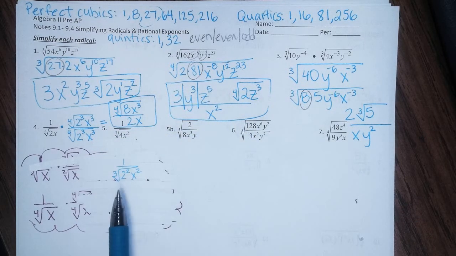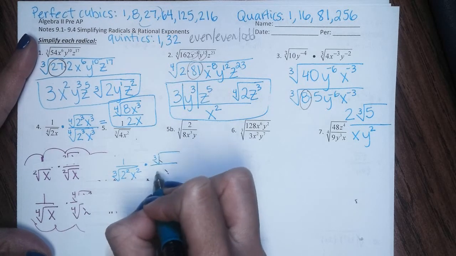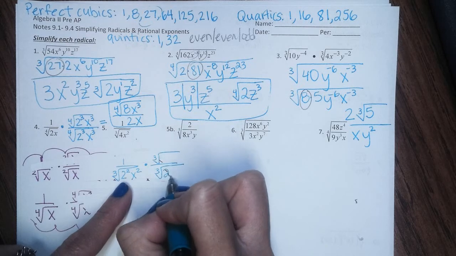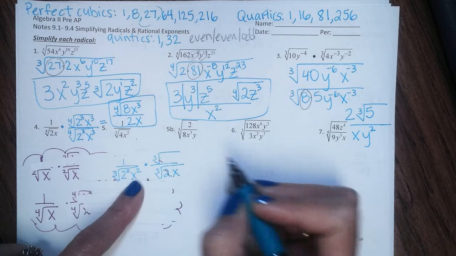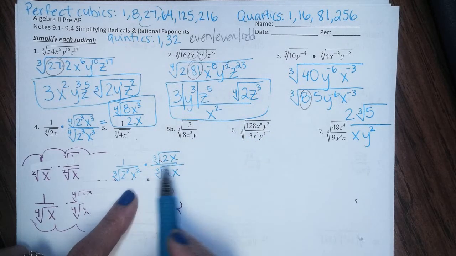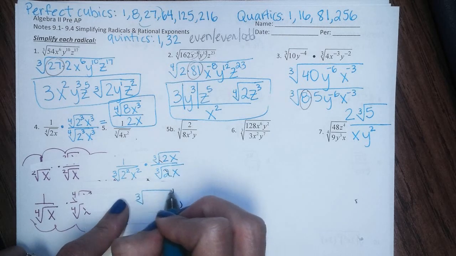So now if I want to rationalize it the way I have it here, I'm going to multiply by the cube root of, if I already have a 2 squared, I only need to multiply by 2. And if I already have an x squared, I only need to multiply by x. So the cube root of 2x. And that's because if I do that, my numerator would just be the cube root of 2x.